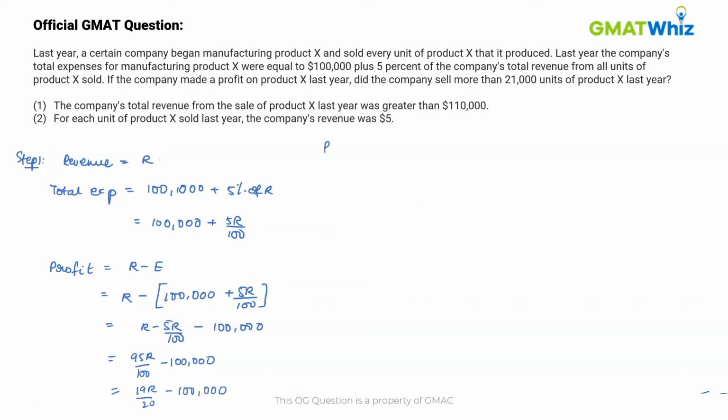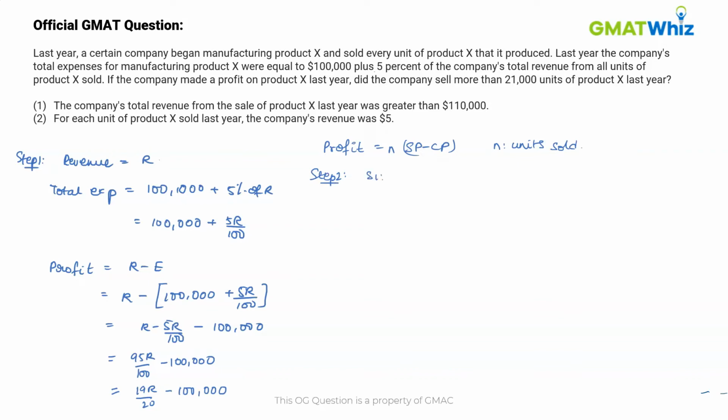Now, the profit that the company makes on the product X for each unit is equal to the selling price minus cost price. And if N is the number of units sold last year for the product X, the total profit will be N times SP minus CP. Now that we have inferred everything that we can from the question, let's move on to step 2 and analyze the statement.